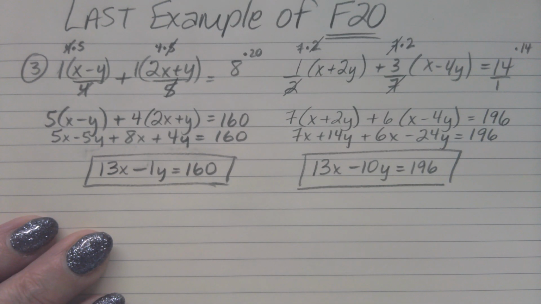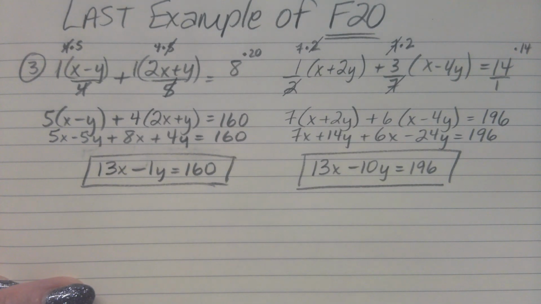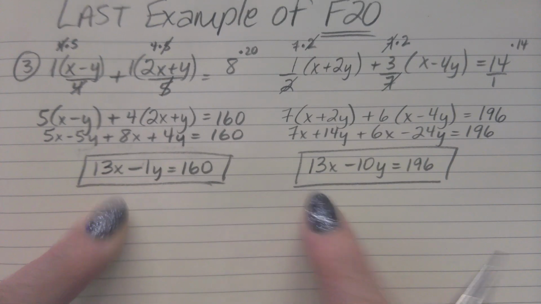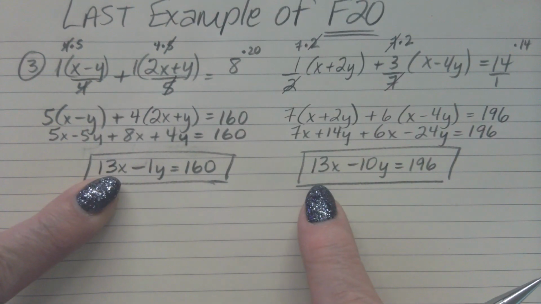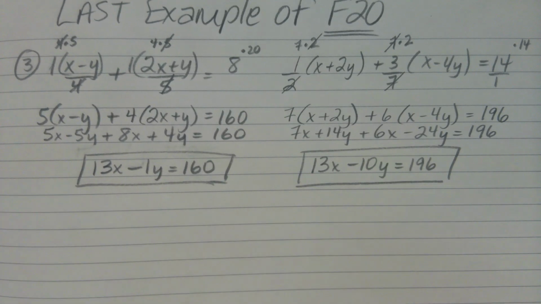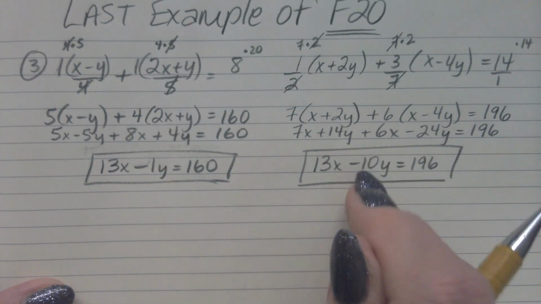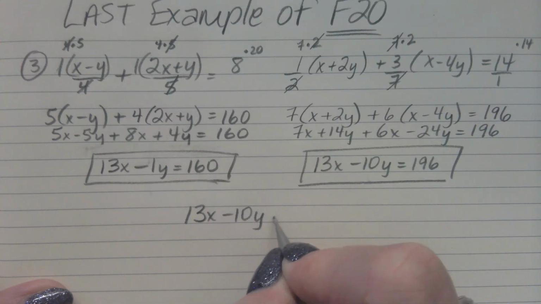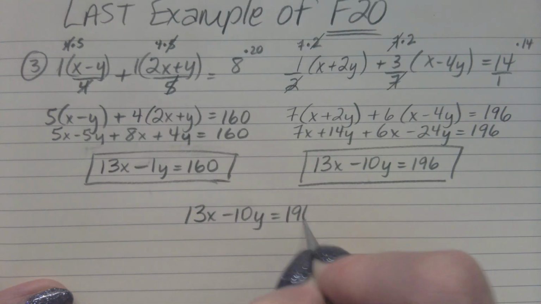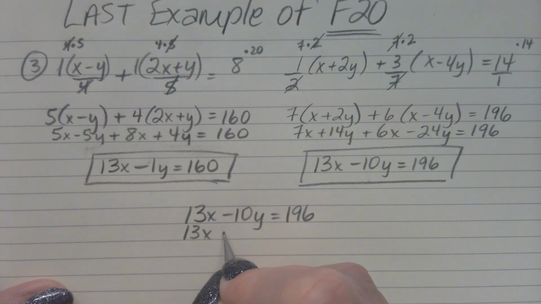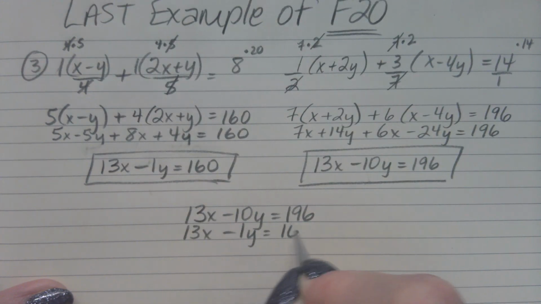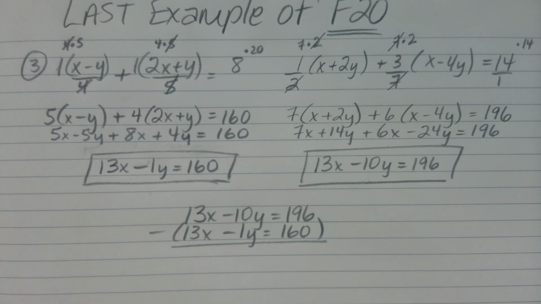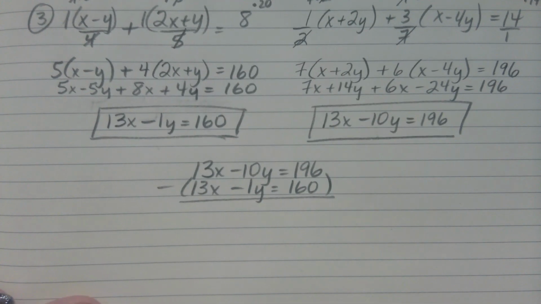Let's see, shall we do substitution or elimination? Oh, we have elimination, look at this, 13 X's. I'm gonna do elimination, because what are the odds that I have 13 X's in both of them? I'm gonna put this guy on top, though. 13X minus 10Y equals 196, and 13X minus 1Y equals 160. And I'm gonna subtract.